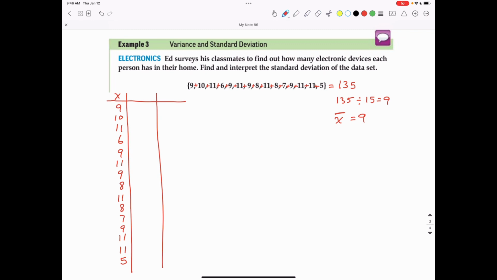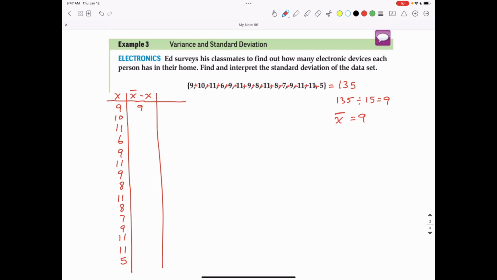The second column is going to be the mean, remember, that's x bar, minus each of these values in the data set. So I'm going to take the 9 that I got over here on the right side for the mean. I'm going to subtract all of the data points away from 9. That means I would have 9 minus 9, which is 0.